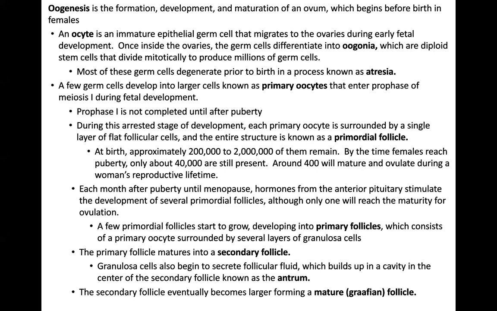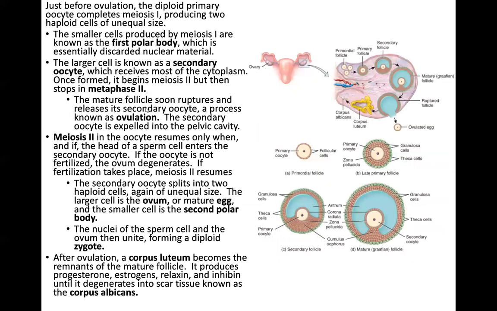A few of those do develop into larger cells known as primary oocytes, which are the ones that begin the process of meiosis 1 by entering prophase 1. And this is still all, once again, during fetal development. So a primary oocyte is the first cell that's beginning meiosis.